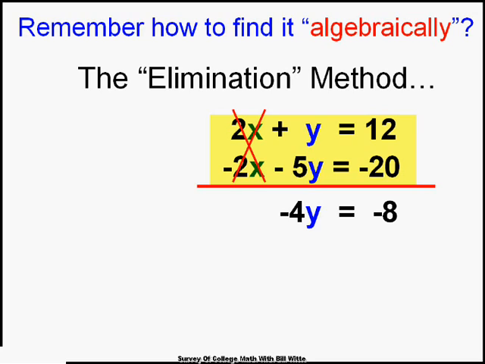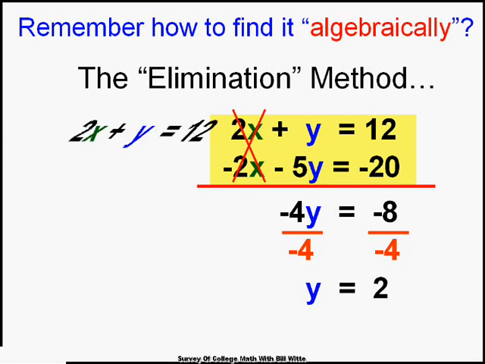Well, let's see. I'm going to have to divide by -4 on both sides. And as we told you before, y would be 2. But what if we didn't know that? We'd have found y is 2. We still need to find the x, because this is a point. Two numbers, a pair, make up a point. Remember how to do that?